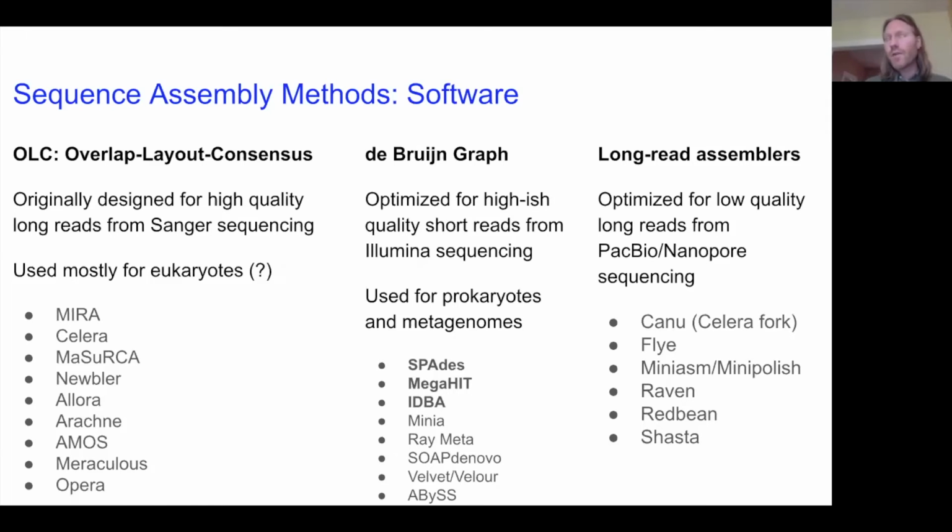Finally, on the far right, are the long read assemblers, which are optimized for low quality long reads from PacBio or nanopore sequencing. So nanopore is getting better, but the qualities are orders of magnitude worse than Illumina. I think Illumina sequencing has error rates of something like 1 in 100,000 or 1 in a million. And nanopore sequencing often has errors on the order of 1 in 10 or 1 in 100 or 1 in 1,000 if you have a lot of overlap. And nanopore also has particular problems with things like homopolymers.